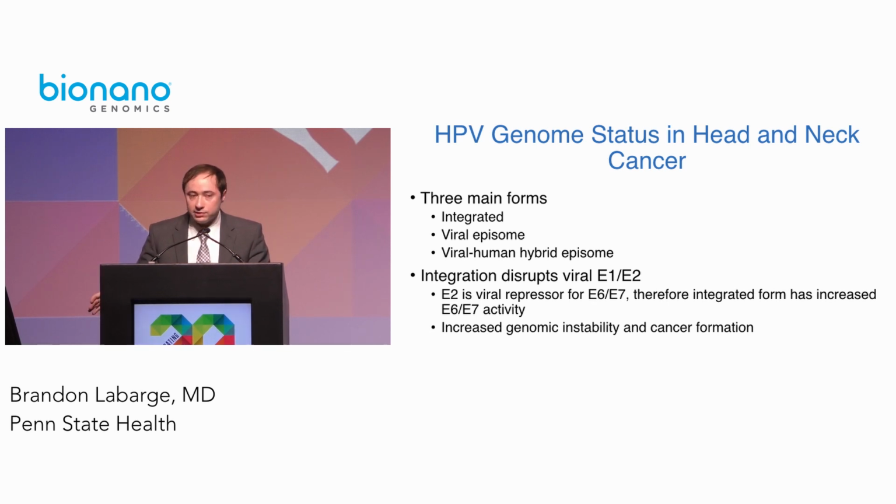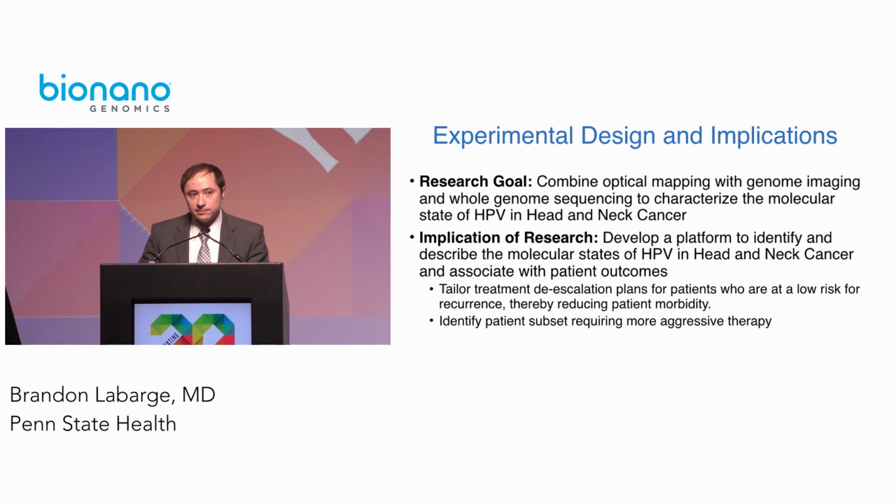It's theorized that integration of HPV into the human genome disrupts viral E1 and E2. And this is important because E2 is a viral repressor for E6 and E7, which again encode for viral oncoproteins. And so therefore the integrated form has increased E6 and E7, and is thought to be associated with increased genomic instability and cancer formation.